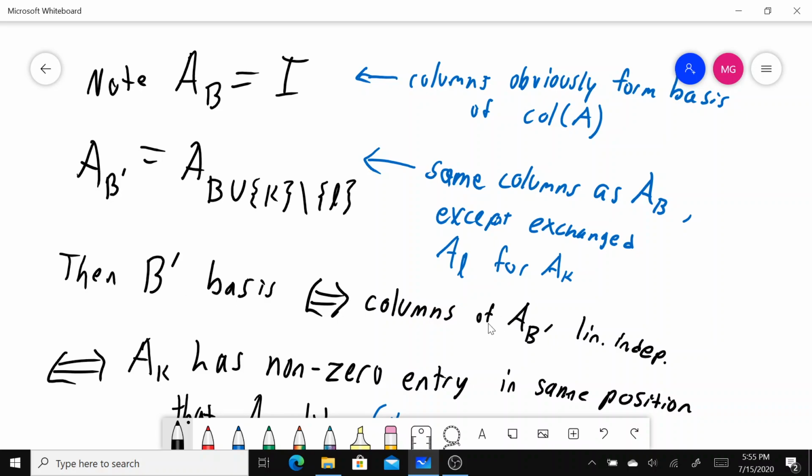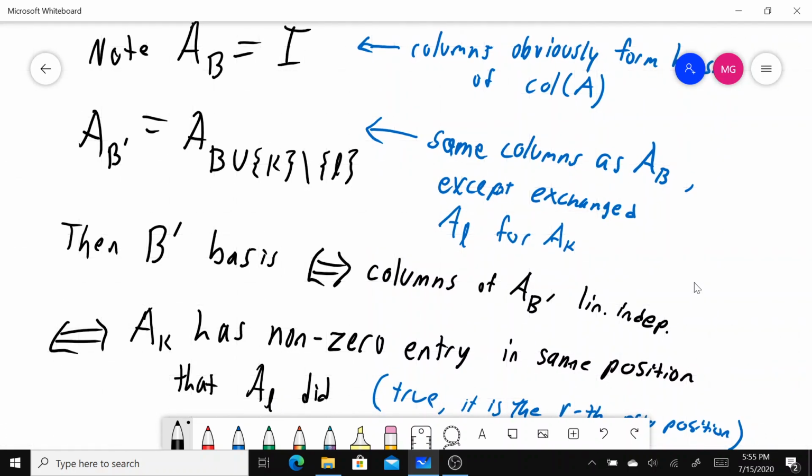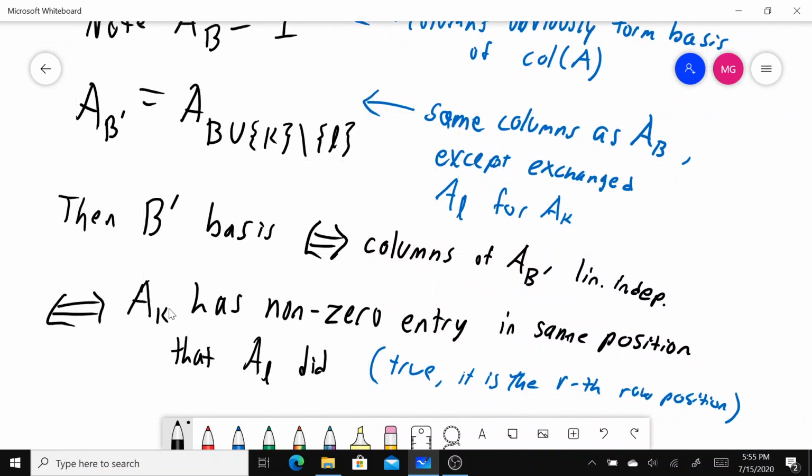B prime will be a basis exactly if the columns of AB prime are linearly independent. Right now we're not spanning all of Rm because we've taken out the Lth column, but once we add in the kth column, if we're spanning again, then that's by definition a basis. It has to be linearly independent because it wasn't spanning before and now it is. Anyways, that's just linear algebra. Okay, and AK.